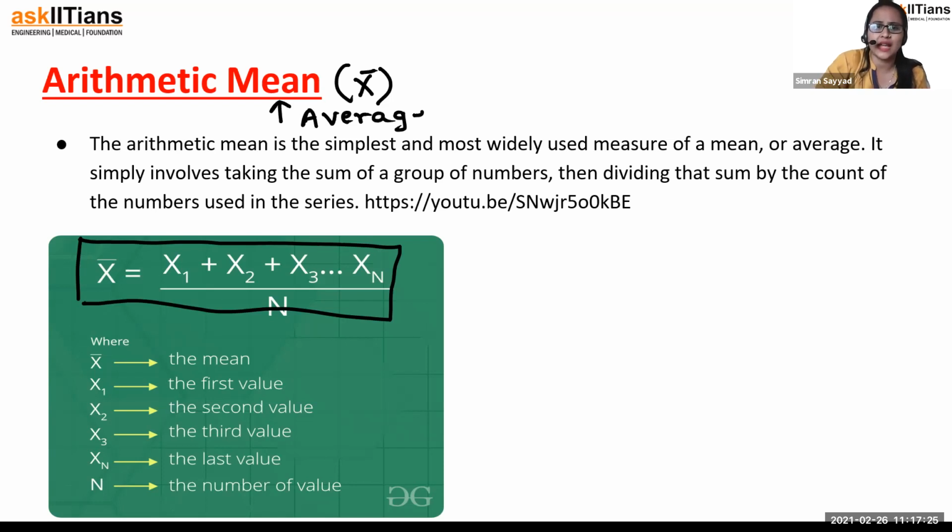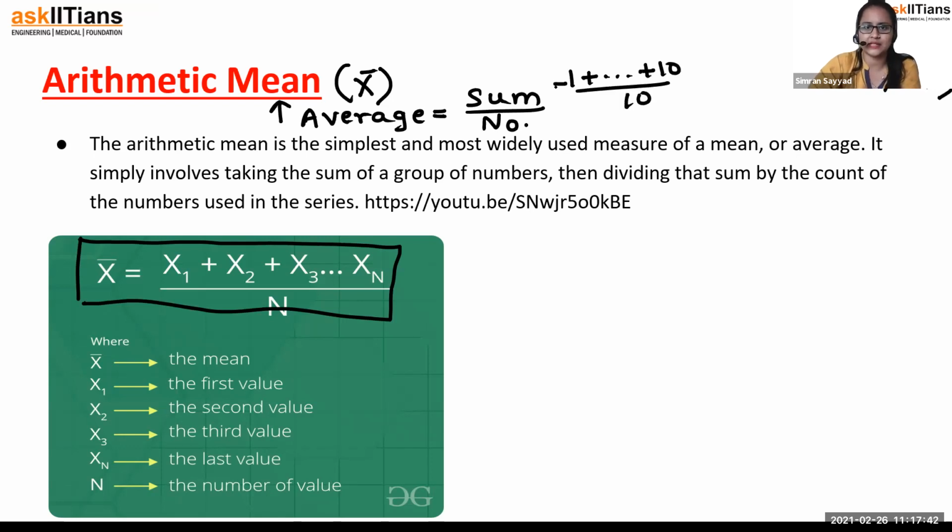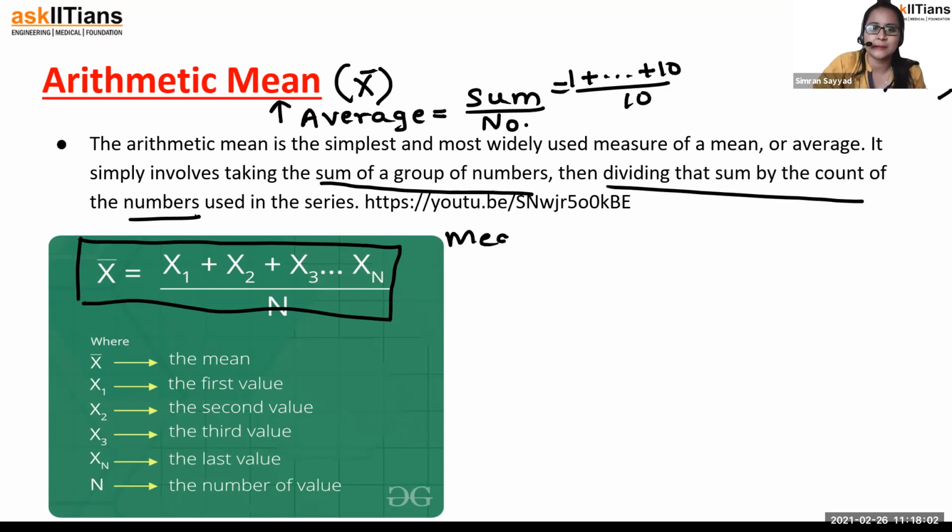So how do we calculate the average? You take the sum upon the number. Suppose you have 1 to 10. You add 1 to 10 and you divide by 10. So it is the sum and the number of terms or quantities which you have. If we learn about mean, it is the same. It simply involves taking the sum of a group of numbers, then dividing that sum by the count of the numbers. So basically mean is sum upon count.